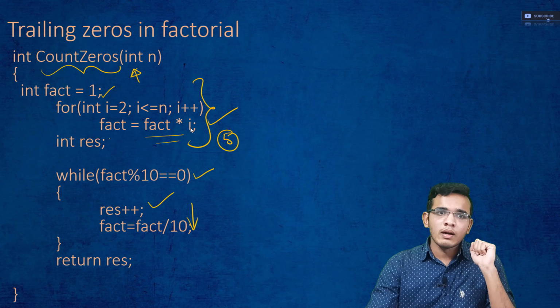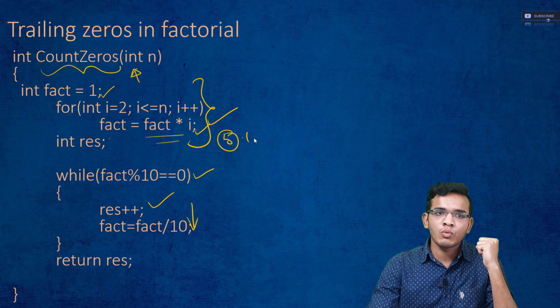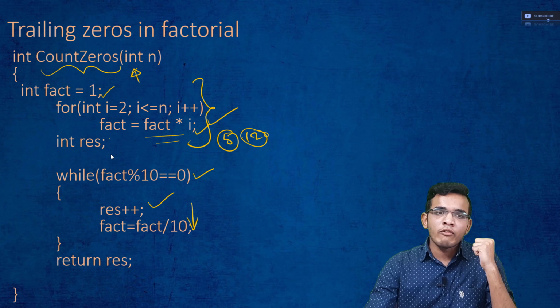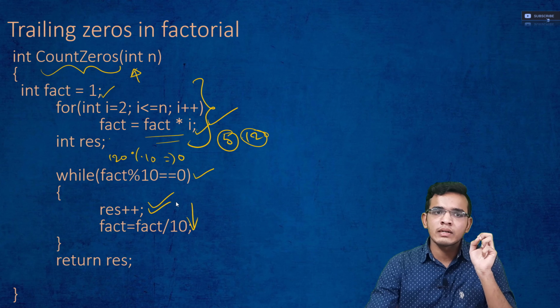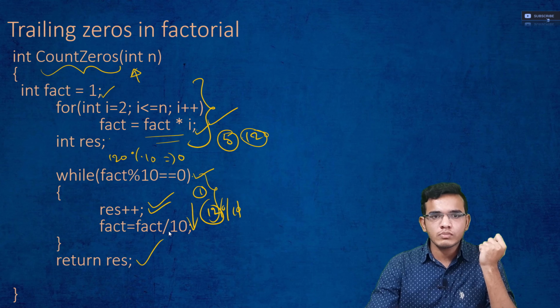Let us say 5. I know that factorial of 5 is 120. We know that calculation of the factorial program. So 120 is my result. I have 120 as result here, modulo 10, which is divisible by 10. So it turns out to be true and result value increments by 1. When result value is incremented by 1, my factorial gets divided by 10. 120 by 10 is nothing but 12. Again, if I iterate through this loop, this condition turns out to be false, and I will come out of the loop and return the value of result. So here we could see the answer turns out to be 1.